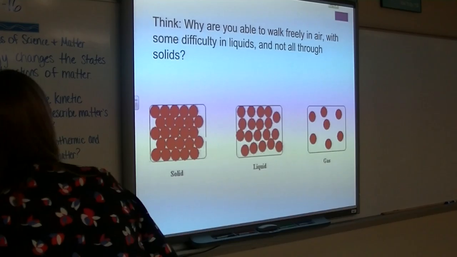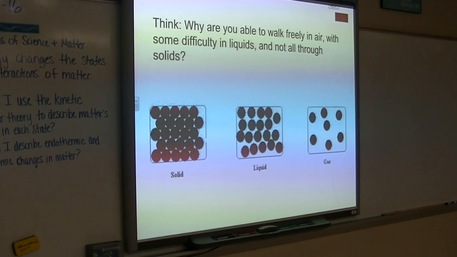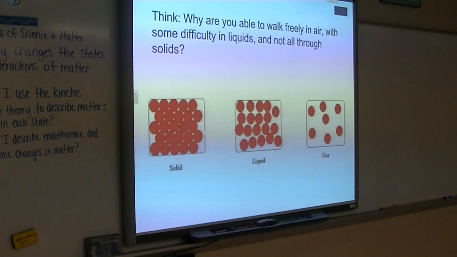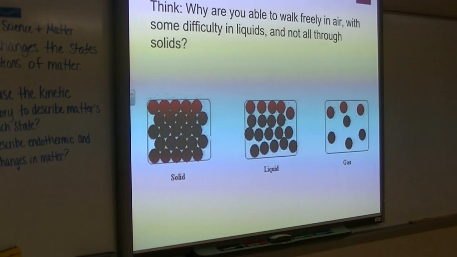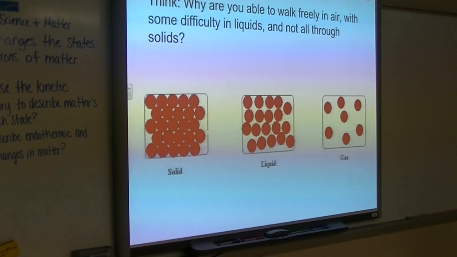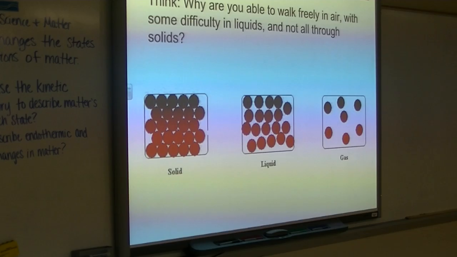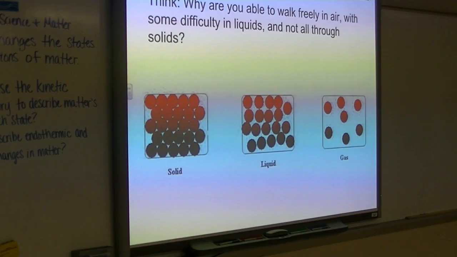Before we do that, I want you to think about this. Why are you able to freely walk in air, through some difficulty in liquids, and not at all through a solid? That's exactly right. It depends on how much space there is between the particles. In a solid, the particles are extremely close together, super compact. When they move, they all move at the same time in the same direction. Liquids, on the other hand, have some space in between particles. Not a lot. They're still tightly compacted, but there's just enough space that they can move around each other. And in a gas, there's lots of space in between the particles.